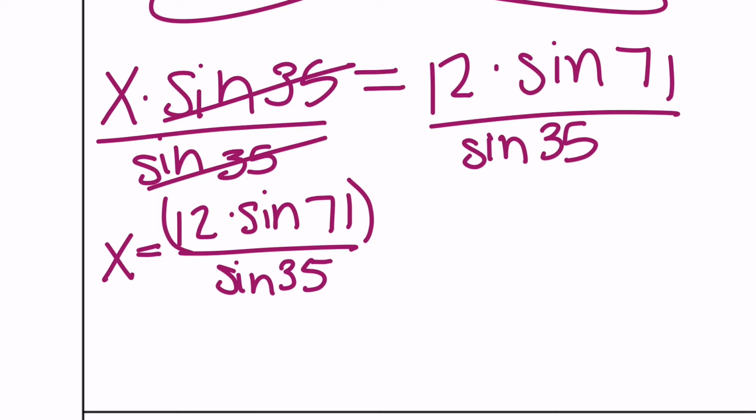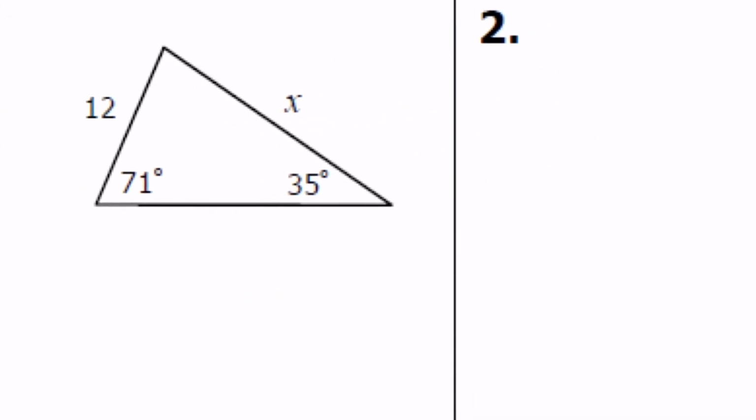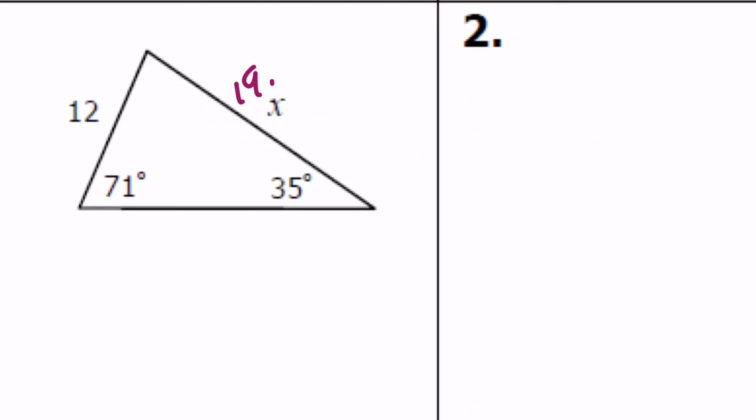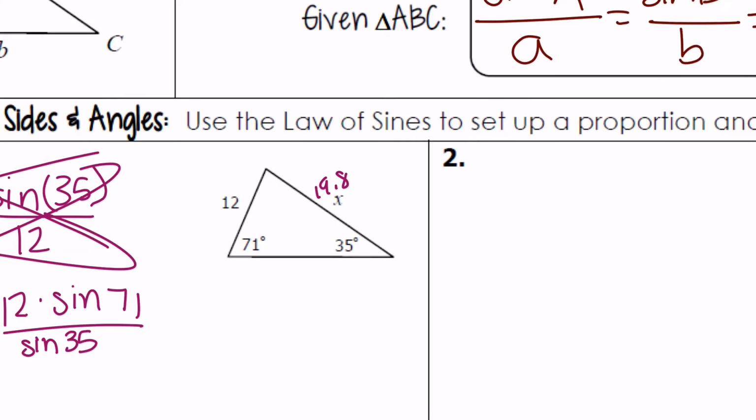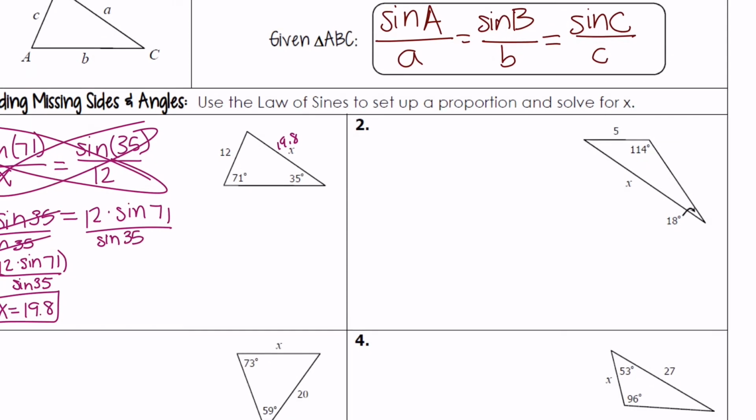Okay? Then, once I put that in my calculator, I should end up getting x equals 19.8. So that means this side is 19.8. And so that's how we use what we call the law of sines in order to find missing sides. So far we haven't found any missing angles yet.